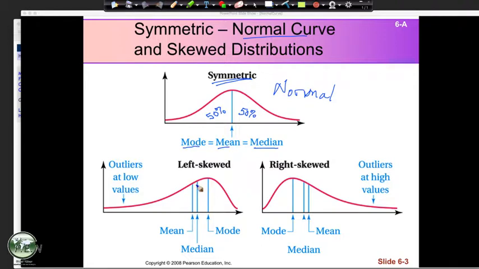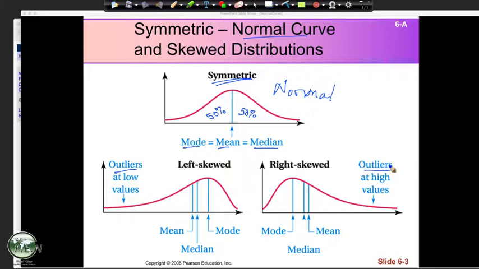Symmetric is the normal curve. If they're skewed, which means the mean, median, and mode are not the same, we have outliers, either low or high. It's not normal, and that's not going to be part of what we're going to talk about. And when I use the word normal, I'm using it in a technical sense for a math distribution. It's not the English meaning that normal is average or ordinary. Normal is a particular type of distribution we're going to talk about.